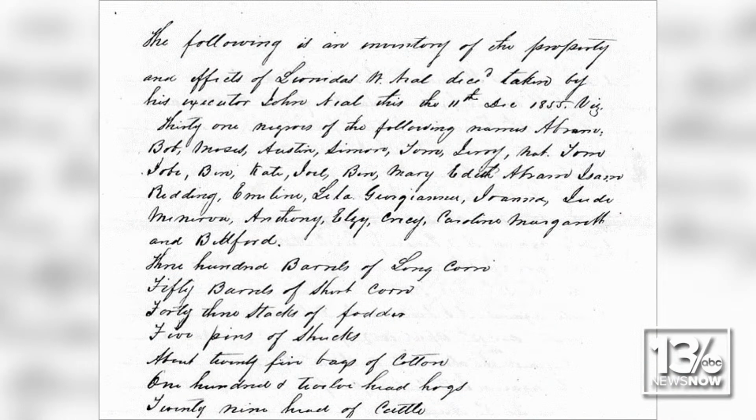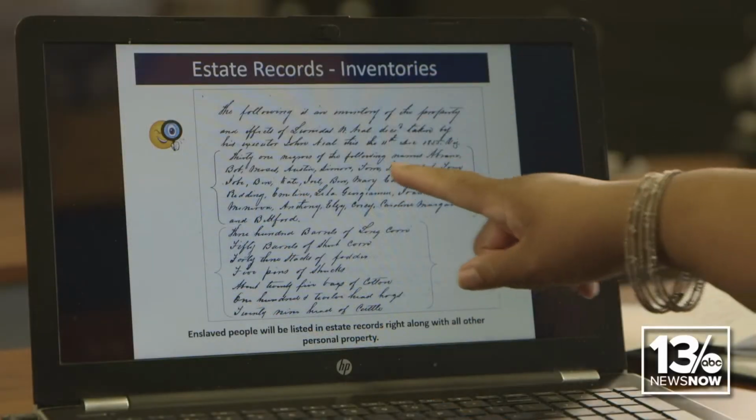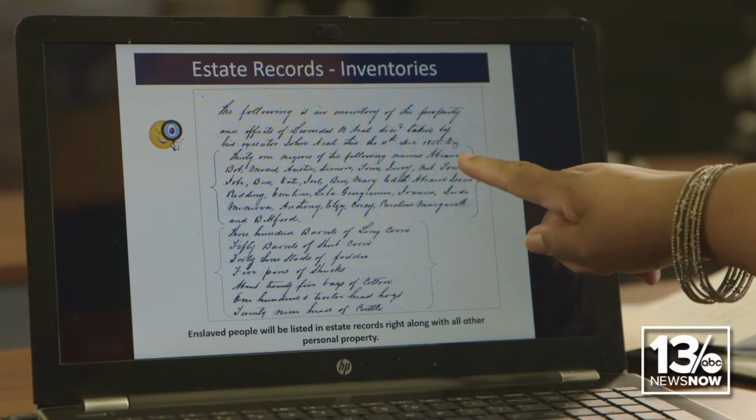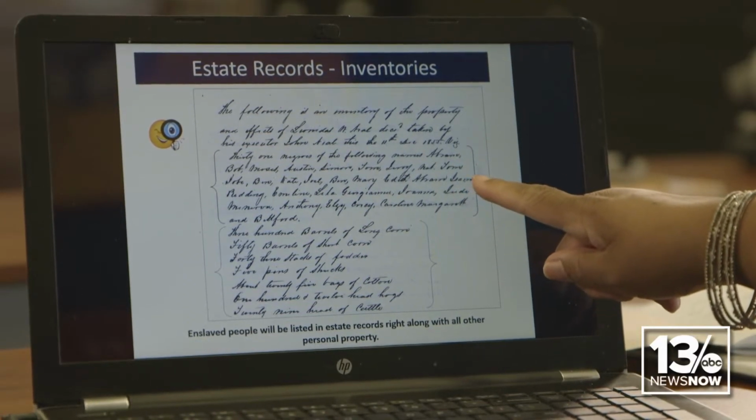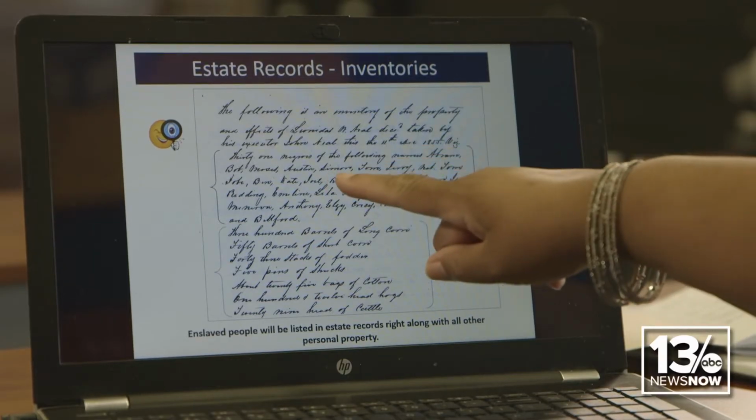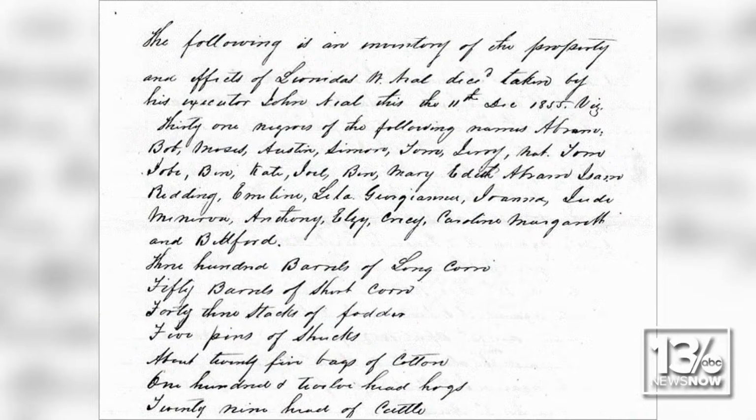I use this slide in one of my talks to show people that they should always read every document from the top to the bottom, from corner to corner. Don't leave anything out. Don't think, oh, I'm looking at an inventory, so I'm just looking for a list. Because on this document, there's a list at the bottom, but there's a big old paragraph at the top. If you were only looking for the list, you would miss this part of the inventory where it says 31 Negroes of the following names, and then it names every single one of those enslaved persons, Abram, Bob, Moses, and so on.